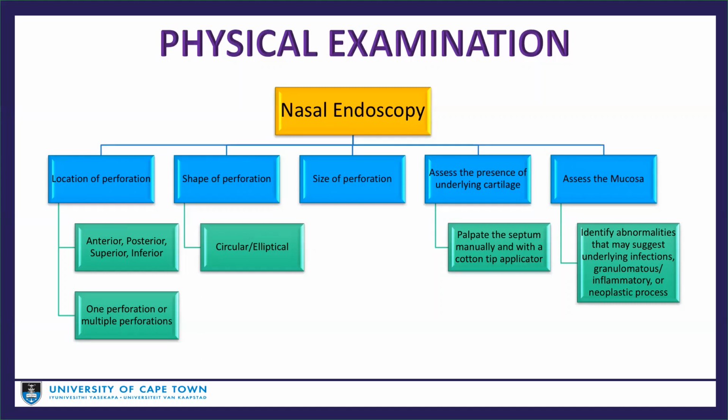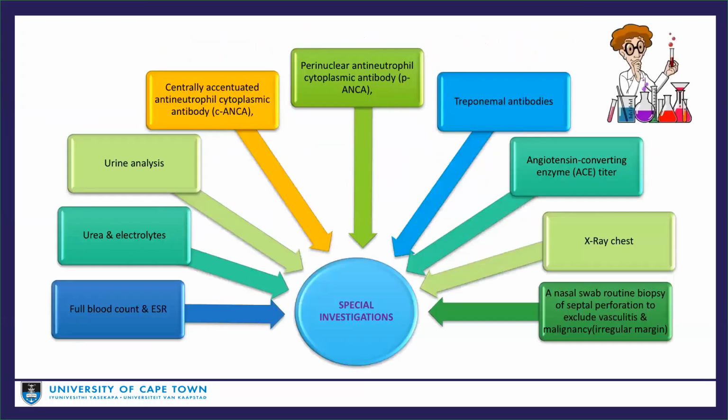We want to assess the underlying cartilage, palpate the septum by use of a cotton tip applicator, and we want to assess the mucosa surrounding the perforation. If there's any abnormality, we can go on to biopsy. The special investigations include full blood count, urea and electrolytes, urine analysis, C-ANCA, P-ANCA, autoimmune antibodies, TB testing, chest X-ray, and biopsy.